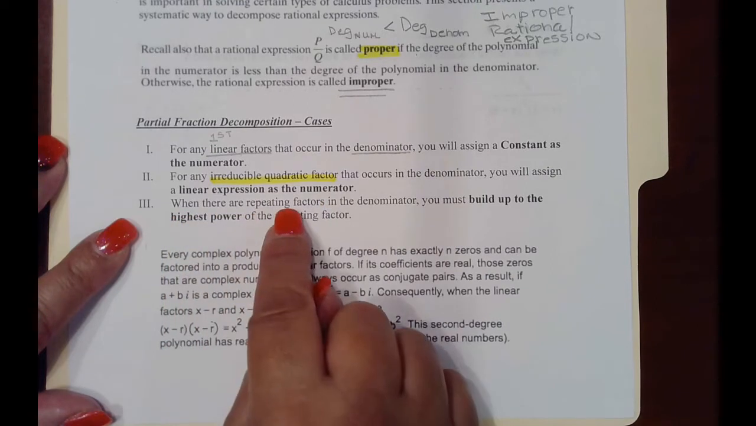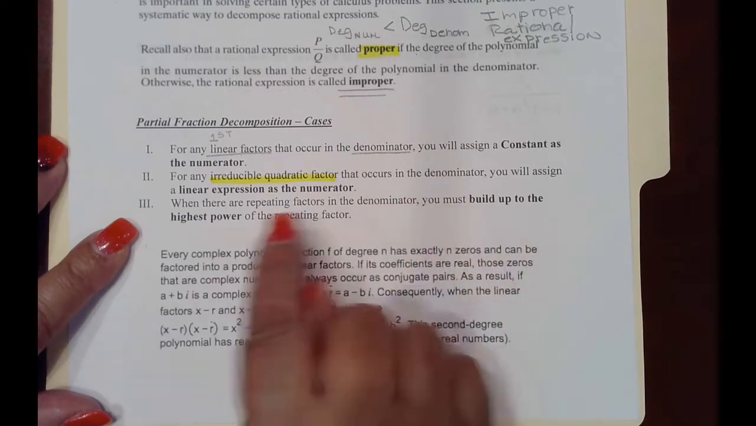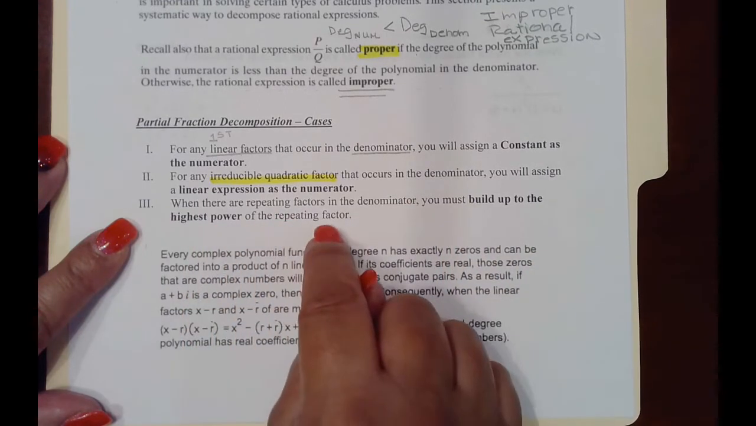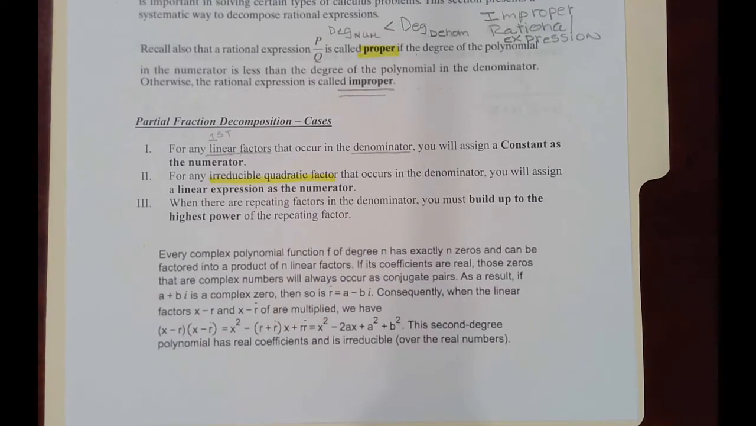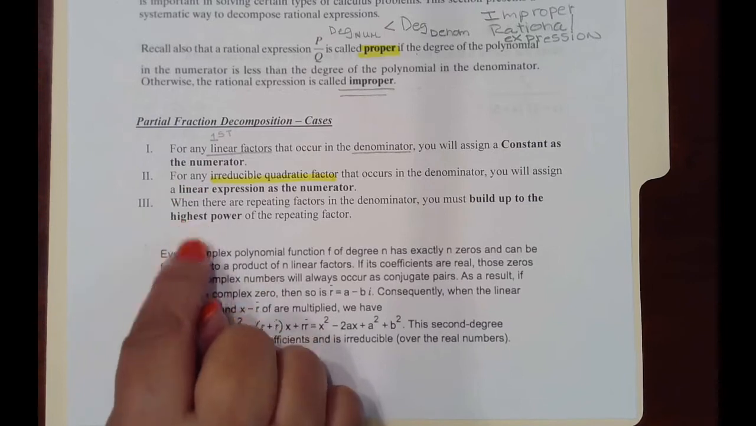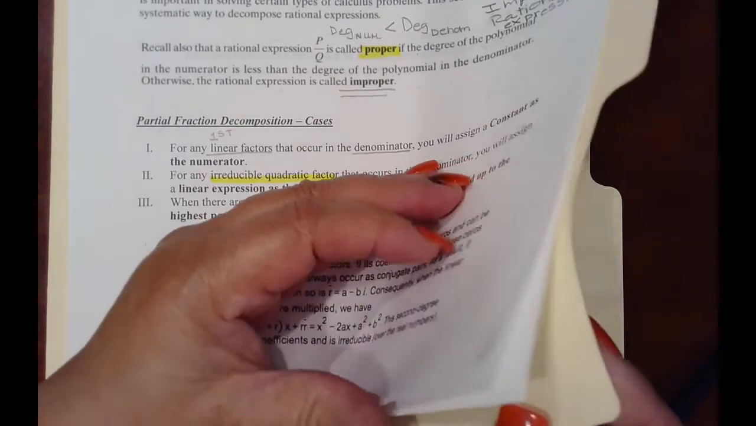When there are repeating factors in the denominator, you must build up to the highest power of the repeating factor, one power at a time. Now, any of these things are not going to be very easy for you to understand unless I show you examples. So let's get to the examples where I can keep referring back to these cases and you can see what I'm doing.